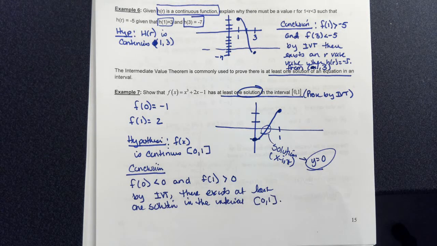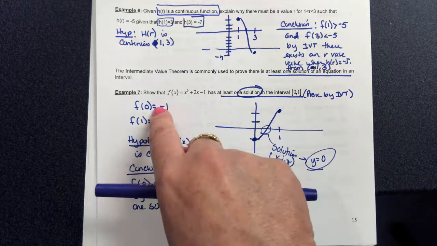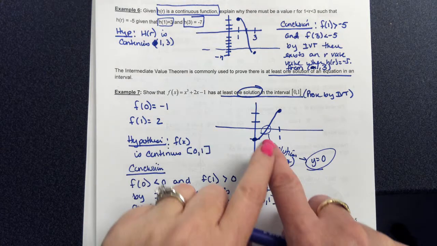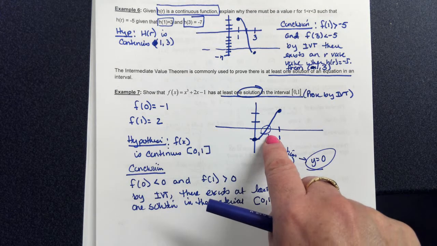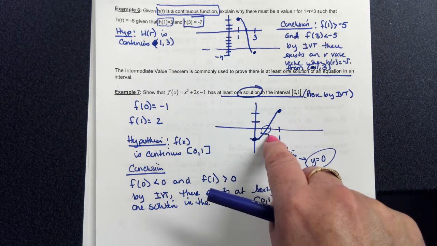So this is where they actually give you the interval. All you do is plug in your endpoints. You plug the endpoints of your interval into the function. And then again, here's where they're not specifically giving you the y value, but you have to recognize, well, if it's a solution, it's an x-intercept, which means the y value is equal to 0.